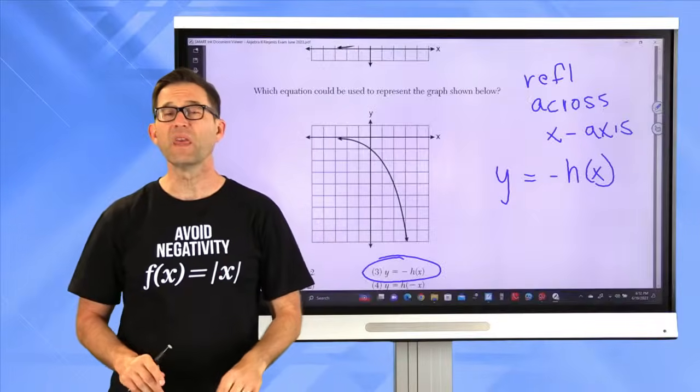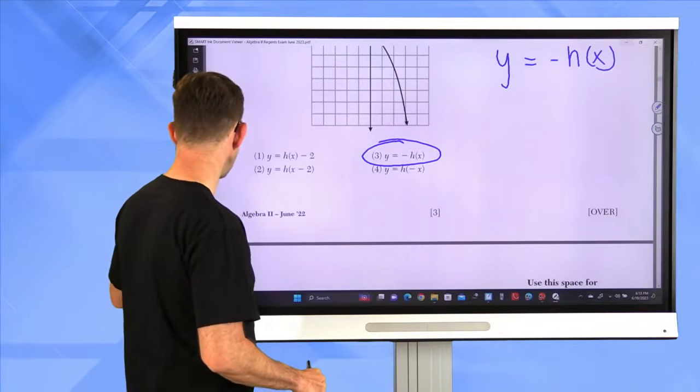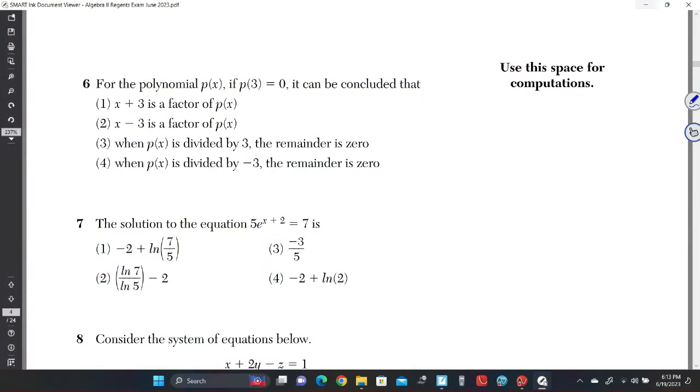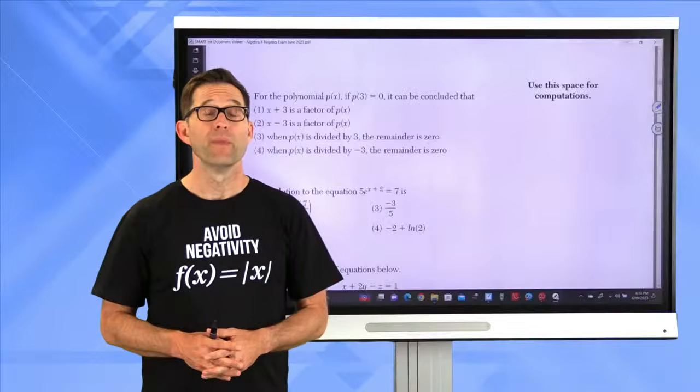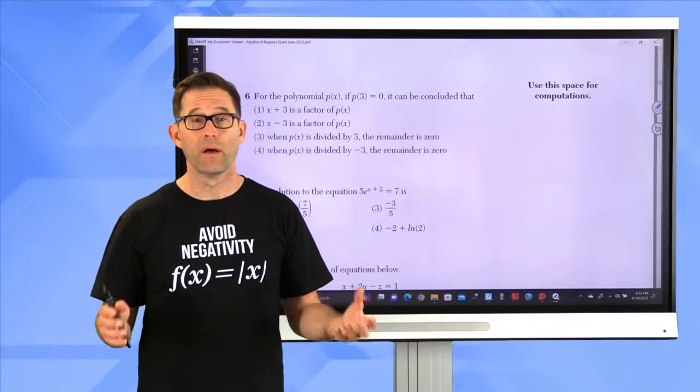Easy transformation question. At least I hope it is. All right. Let's take a look at problem number 6. For the polynomial p of x, if p of 3 is equal to 0, it can be concluded that which of the following? This is an amazingly important idea in all of Algebra 2.